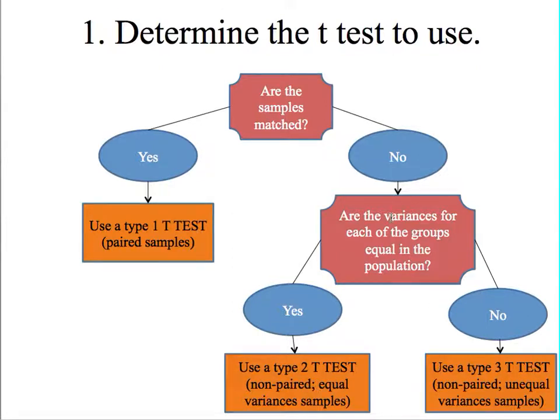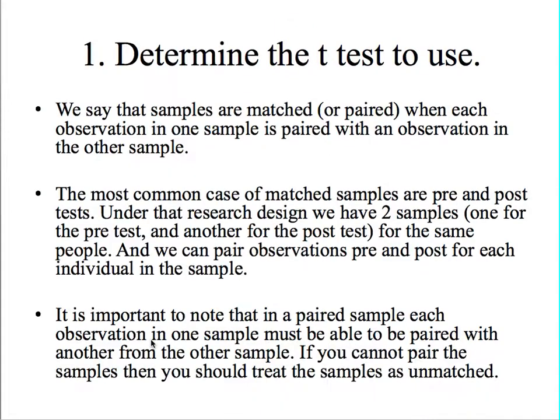But if we have a reason to believe that the variances are not equal for these two groups, we will use a type 3 t-test, which is for non-paired samples assuming unequal variances. Now, how to determine if the samples are matched? We say that they are matched or paired when each observation in one sample is paired with an observation in the other sample. So the most common case of matched samples are pre and post tests.